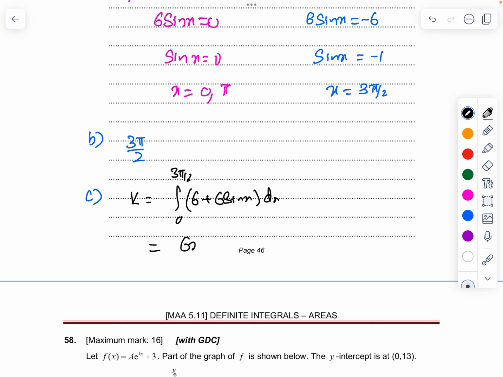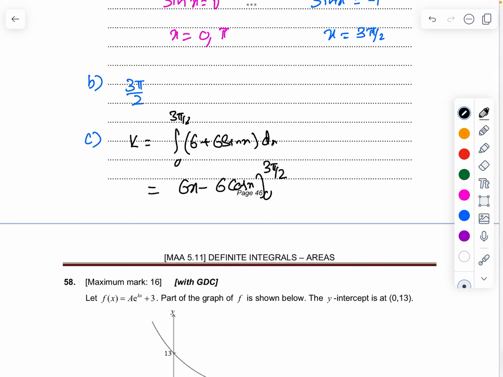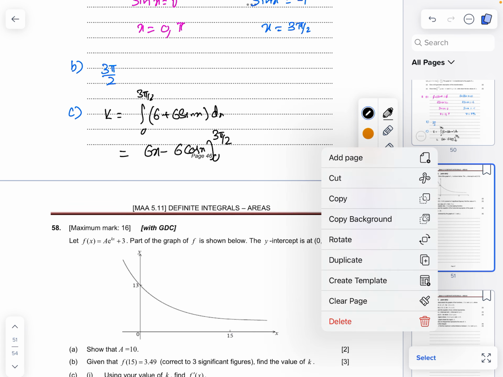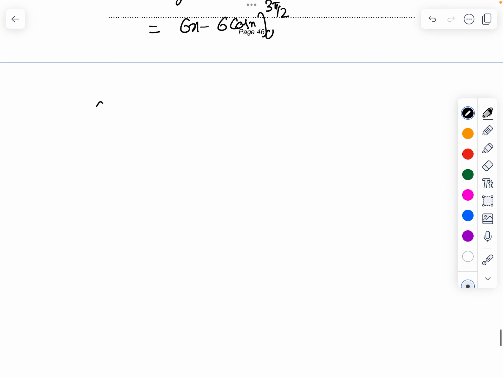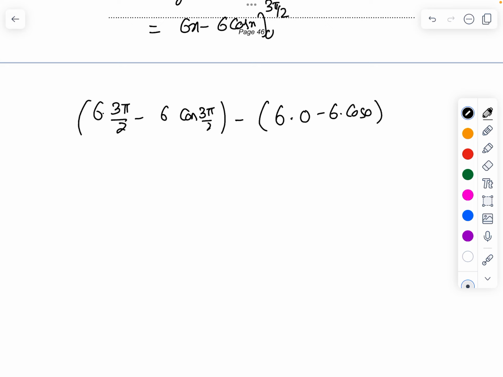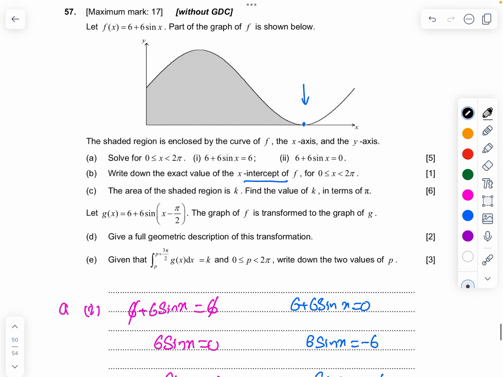So what does it become? 6x minus 6 cos x from 0 to 3 pi by 2. So substitute and start a new page over there. It becomes 6 times 3 pi by 2 minus 6 cos of 3 pi by 2, minus 6 times 0 minus 6 times cos 0. So it's going to be nothing but how much? 9 pi plus 6. So k equals 9 pi plus 6.